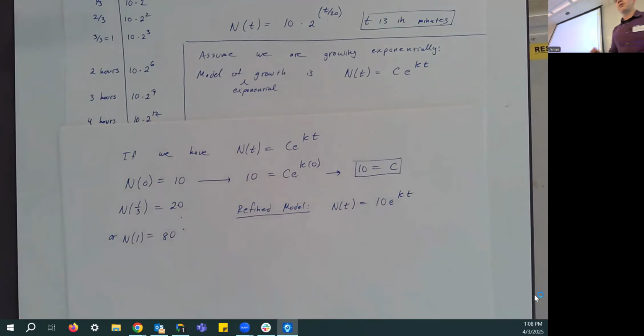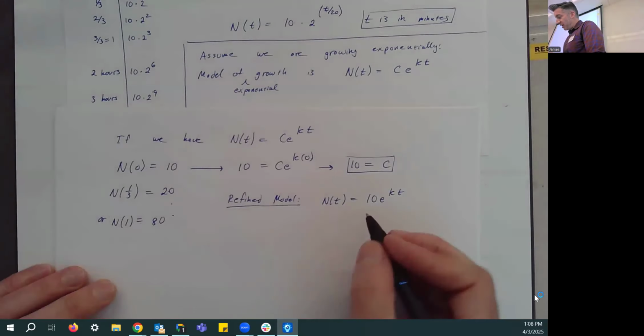So if k times 0, does that cancel out? What is k times 0? Right. So e to the power of 0, wouldn't that be 1? Yes. Okay. And what's c times 1? No pun intended, right?